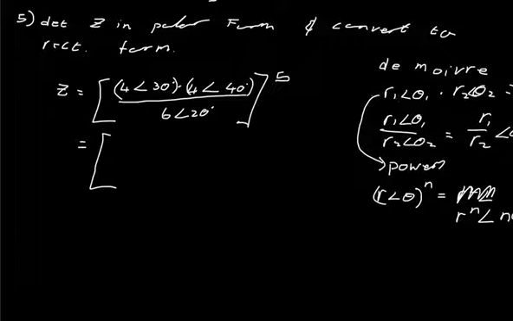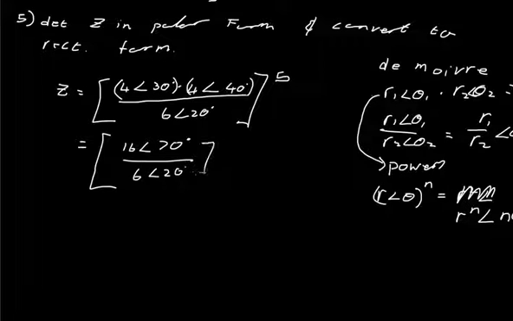So, using the first law that I wrote here, we've got R1 angle theta 1 times R2 angle theta 2 equals R1 R2, which is 4 times 4. So that is 16 angle theta 1 plus theta 2, which is 30 plus 40, which is 70 degrees, over 6 angle 20 degrees.